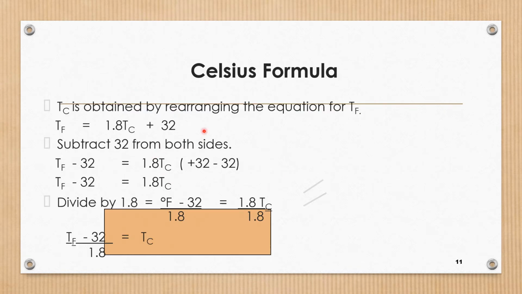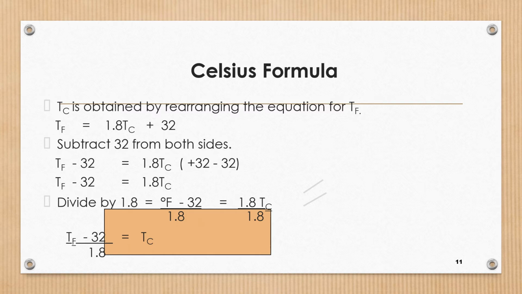Now, for the Celsius formula, Tc is obtained by rearranging the equation for Tf. So, we have Tf = 1.8 times the Celsius temperature plus 32. Subtract 32 from both sides, then divide by 1.8. That's how we obtain this formula: degrees Celsius equals degrees Fahrenheit minus 32, over 1.8. So, that's the formula for finding the Celsius degree.